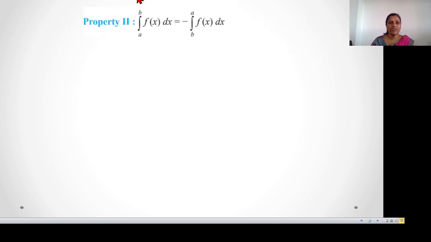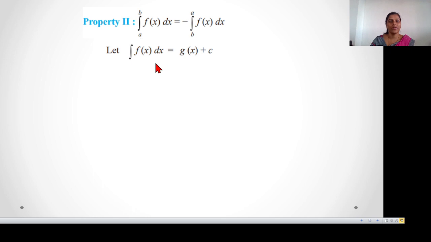Then we will see the second property. In the second property, what is the statement? The integral from a to b of f of x dx is equal to minus the integral from b to a of f of x dx. That is, whenever you change the limits of this integral, that is the upper limit and lower limit, the value of the integral changes by sign only. So we will find that the answer of this integration is replaced with a minus sign only.